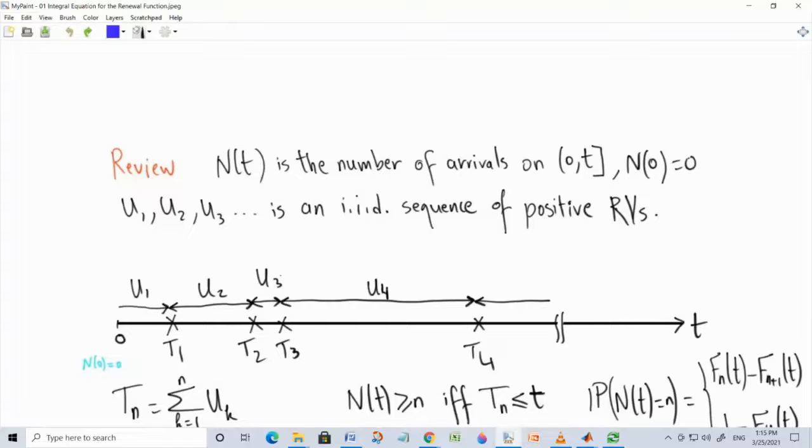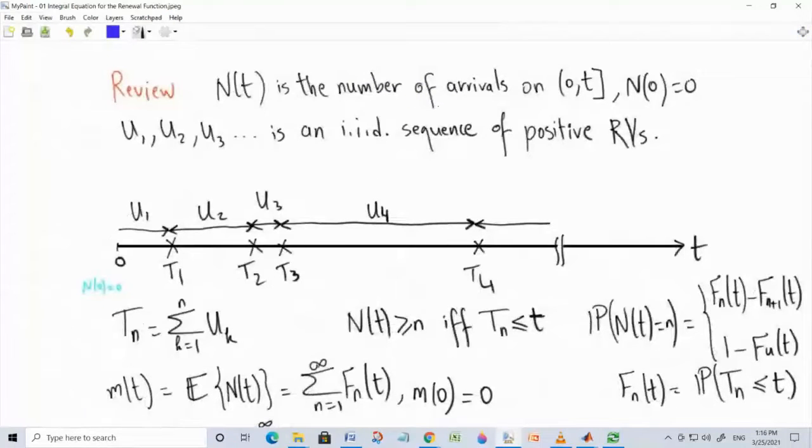Now, a renewal process is characterized by IID inter-arrival times. So basically, the sequence of inter-arrivals is an IID sequence. And here we will assume that the probability that U is greater than 0 is equal to 1. The occurrence times are the sums of the inter-arrival times. So T1 is U1, T2 is U1 plus U2, T3 is U1 plus U2 plus U3, and so on.